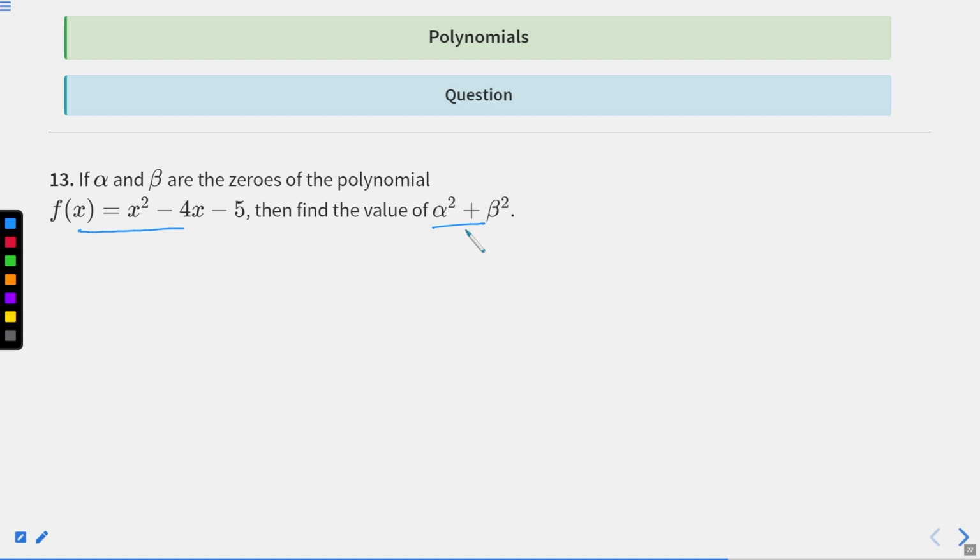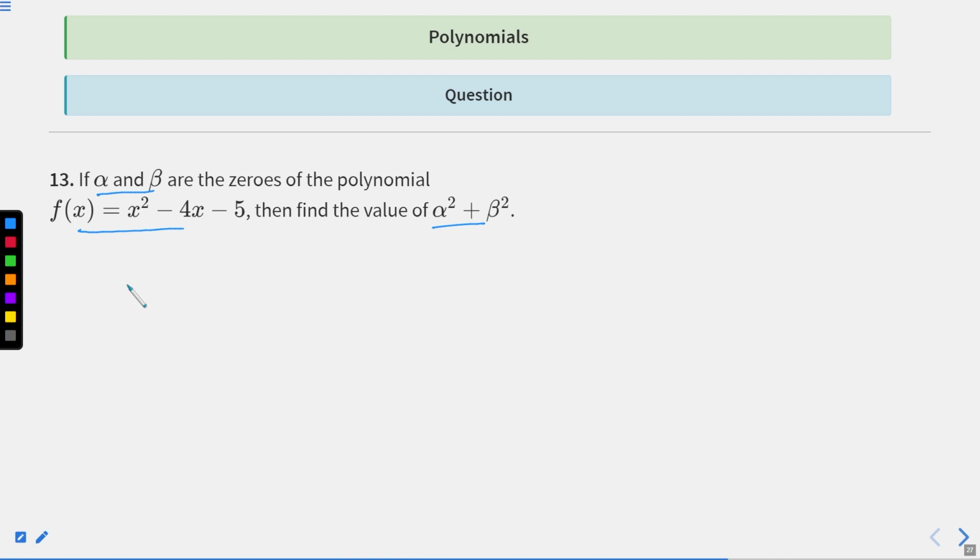So in your class 9, you have studied some identities like a plus b whole square, a minus b whole square, a square plus b square, a square minus b square. Okay, so basically here we will use the identity a square plus b square. Okay, so recall the identity a square plus b square. Here we are given that alpha and beta are the zeros of this polynomial f of x is equal to x square minus 4x minus 5.